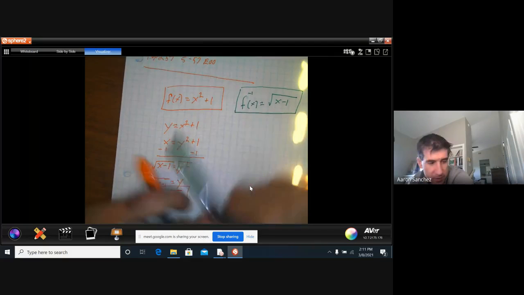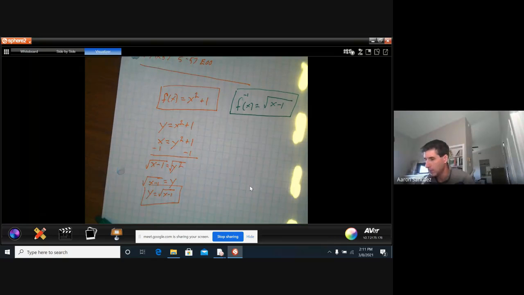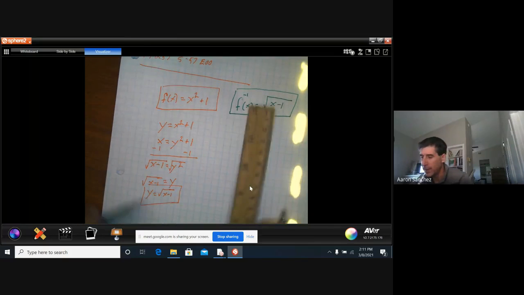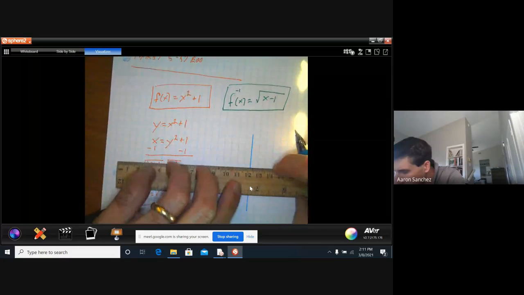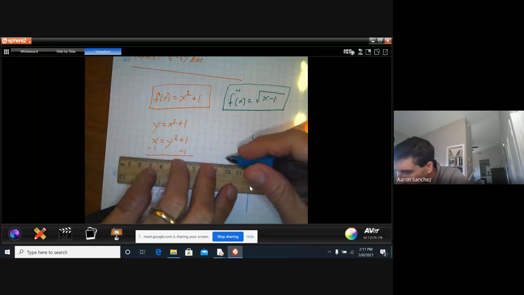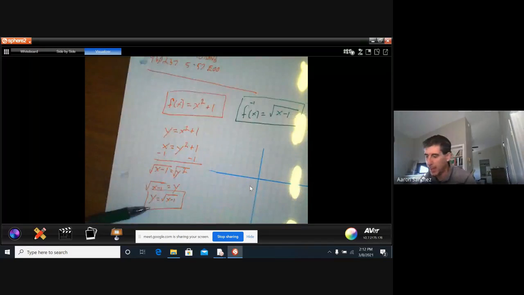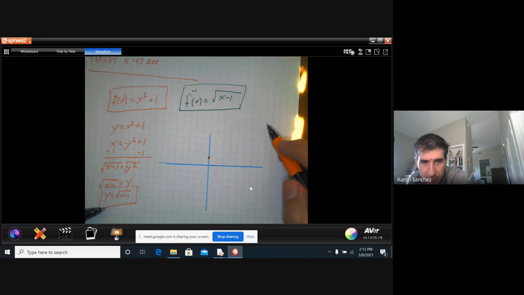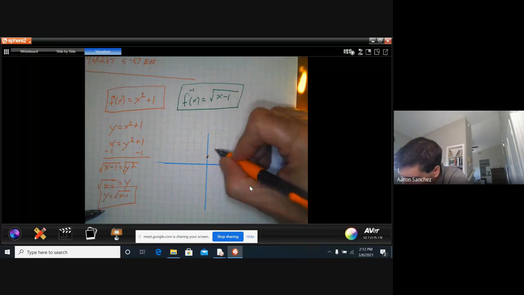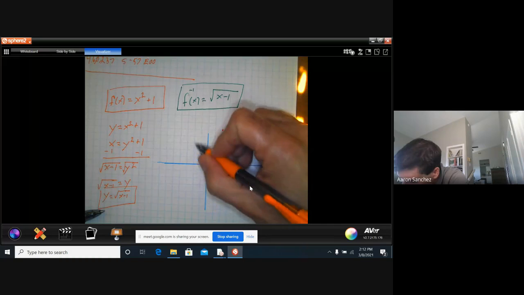Now let's graph these two, shall we? Where's my blue pen? Backpack, backpack. Okay, x squared plus 1 means we go up 1. That's my k, right? And let's go over 1, up 1, over 1, up 1, over 2, up 1, 2, 3, 4.